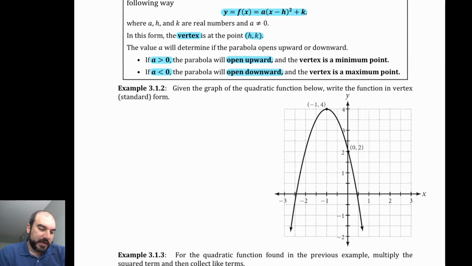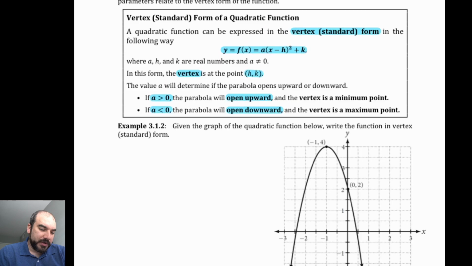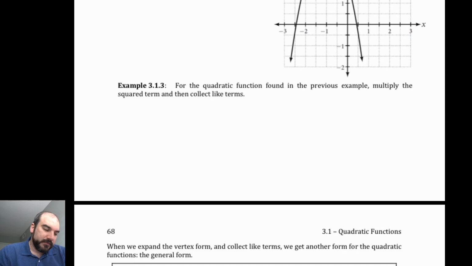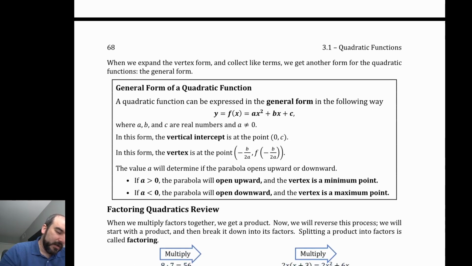I think you guys can write the equation for that one. And then you can follow that one as well.